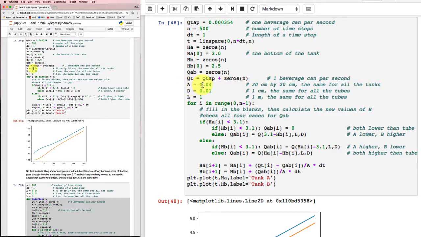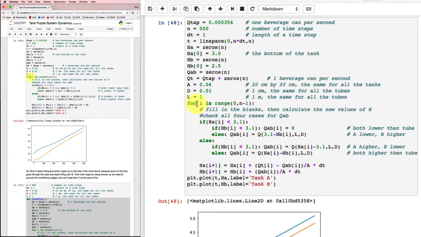Cross-sectional areas, I need to pick something, so I'll pick a 20 by 20 centimeter tank. So it'll be a 0.04 square meter cross-sectional area. The tube, I'll keep at the 1 centimeter diameter, and the length of the tube I'll keep at 1 meter. And I'll set that to be the same value for all the tanks, just to avoid complexity. We could easily make an array of different values for all the tanks if they were all different shape, but they look the same in the picture.